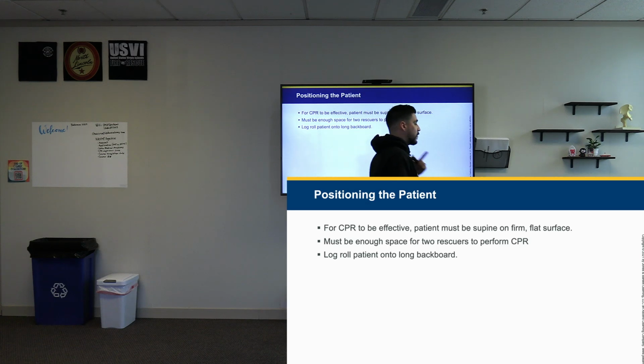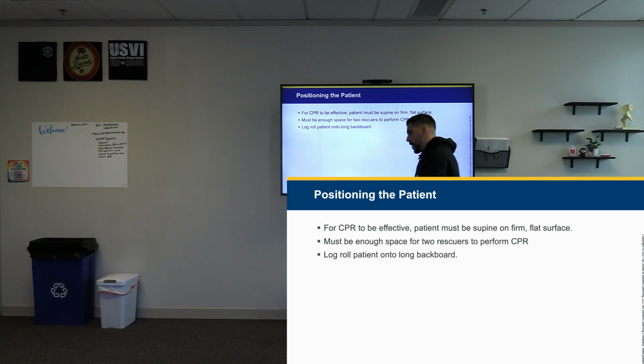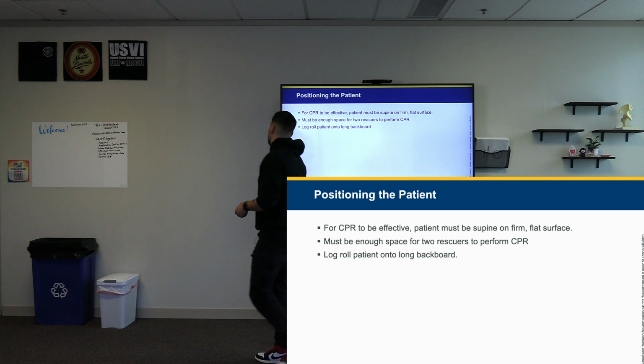Okay, make sure you have enough space for at least 2 rescuers to perform CPR. Okay, and then like I said, we can always log roll them on their side. That way we're protecting any potential spinal involvement. Put the long backboard underneath them, roll them back there, and then we can get on the chest, start doing CPR.